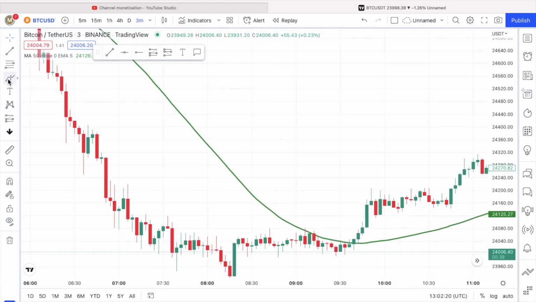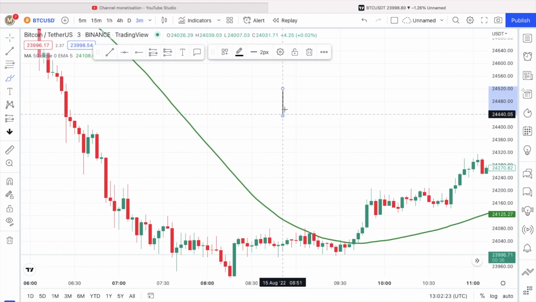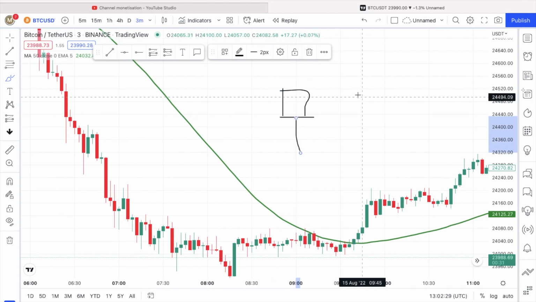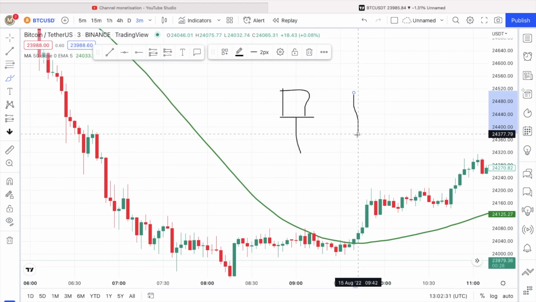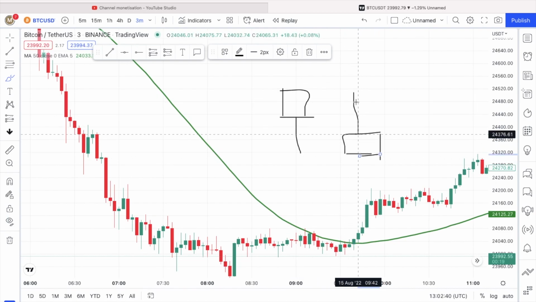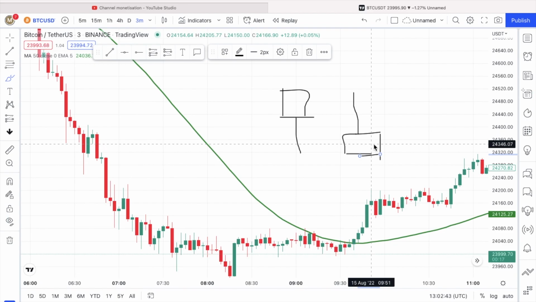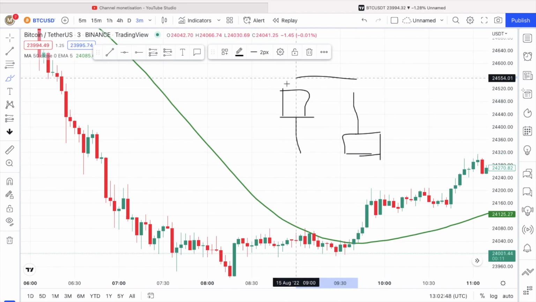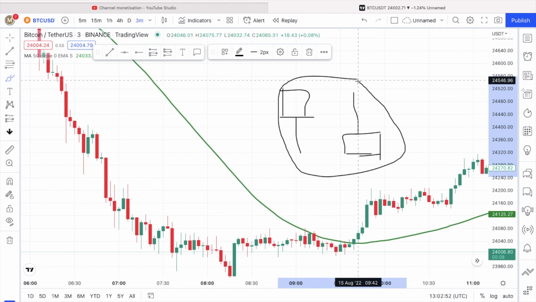So what is the shape of the hammer? The shape of a hammer is like this. Sorry, my lines are not straight. Then a shooting star is just a reverse of this. So this is a hammer and this is a shooting star. The reason why I'm teaching you this scalping strategy is because these two candlesticks represent what we call price rejection. Whenever you see this, it represents a price rejection or a price continuation.